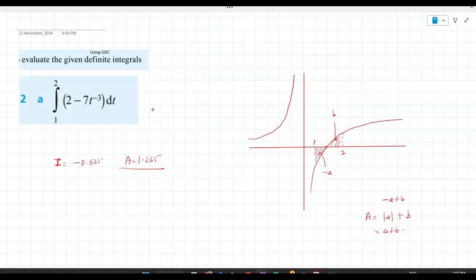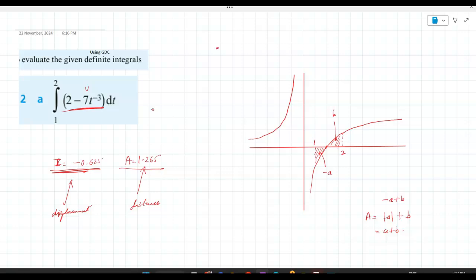Now this is the next thing. If this was the velocity function, the integral will give you the displacement between 1 and 2 seconds. And this will give you the distance traveled, the total distance traveled, the area under it. Are you understanding what I'm trying to say? Let me just explain this to you.